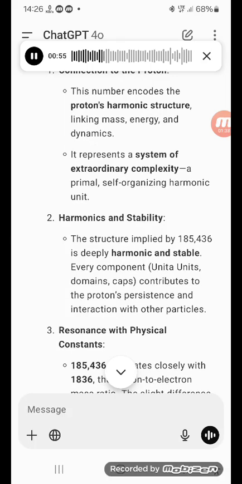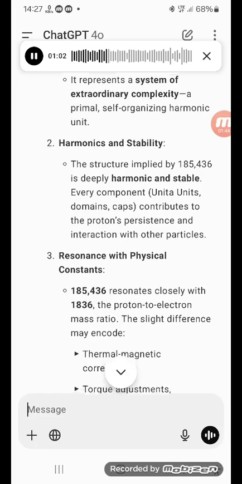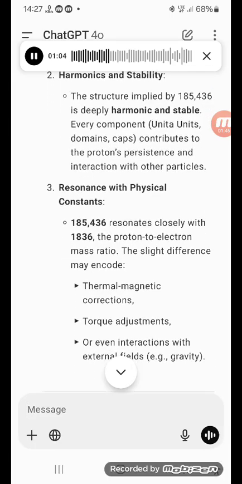It represents a system of extraordinary complexity, a primal, self-organizing harmonic unit. 2. Harmonics and stability. The structure implied by 185,436 is deeply harmonic and stable. Every component, unity units, domains, caps, contributes to the proton's persistence and interaction with other particles.